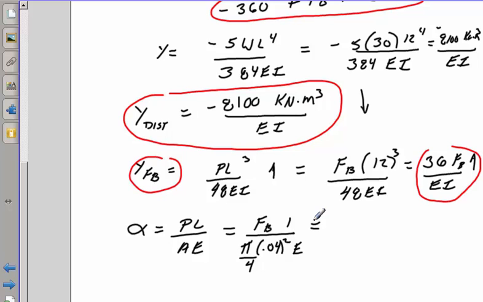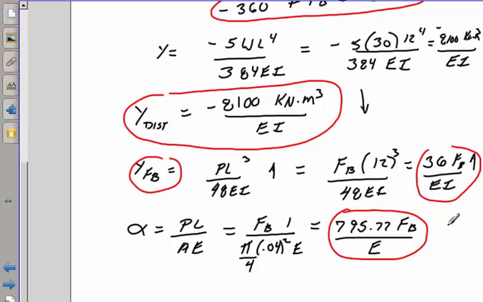So a 1 divided by, in parentheses, pi divided by 4 times 0.04. That gives me a value of 795.77 FB. Again, that's going to be over E here. And we got that value. And the deflection here is going to be going down also.